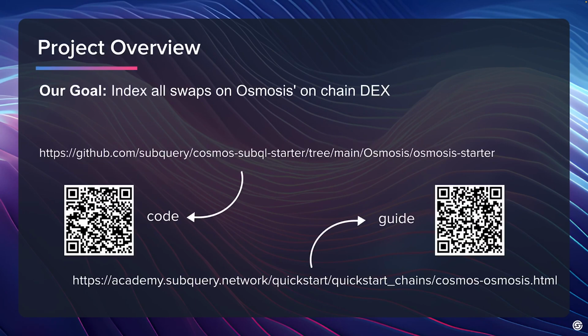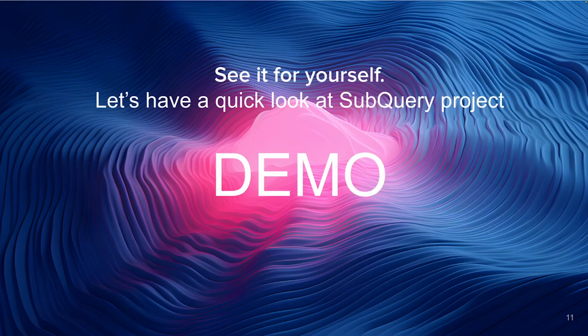So in this particular demo here, the goal will be to index all swaps on Osmosis's on-chain DEX. There are 2 links here. One link is to the Osmosis starter project, and the other link is to the quick start guide, which you can use as a reference later on. So let's jump into the demo here, and I'll hand this over to Matt from Osmosis to take us through the actual project itself. Over to you, Matt.